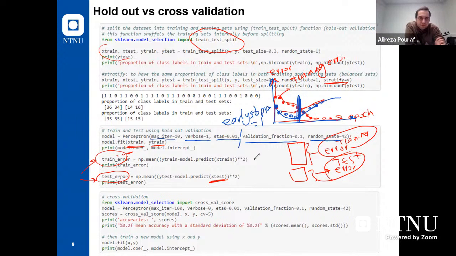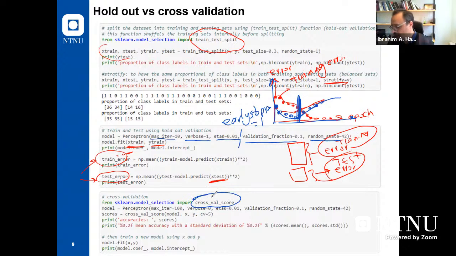So for cross validation, we have the same also from sklearn model selection. We can get cross validation. If you want to use hold out validation, we will use train test split. If you want to use cross validation, we have also a function called cross validation score. So we selected the model. My model is a simple perceptron. We selected maximum number of iterations 100. Learning rate is 0.01. Validation fraction is 0.1. Validation fraction means 10% of my training data will be used for validation, right?